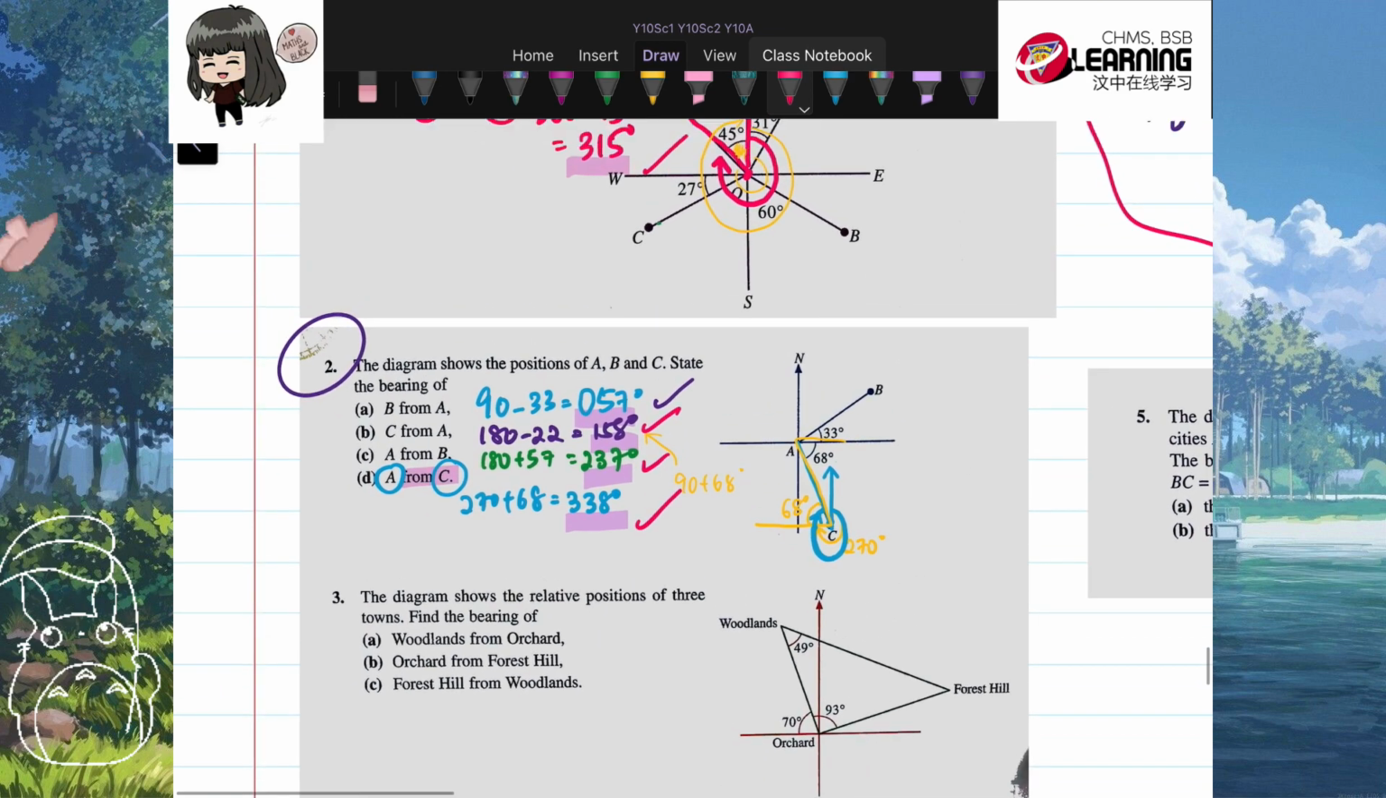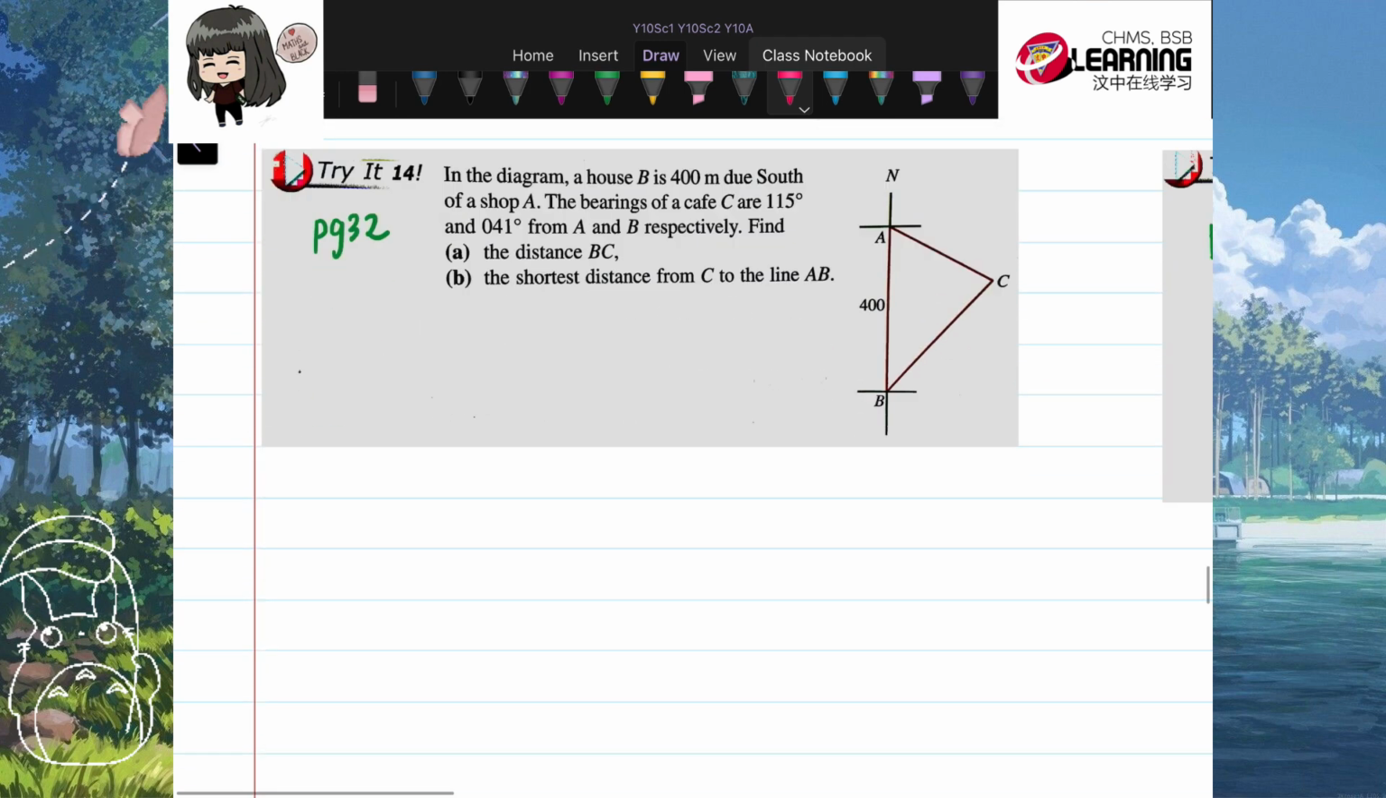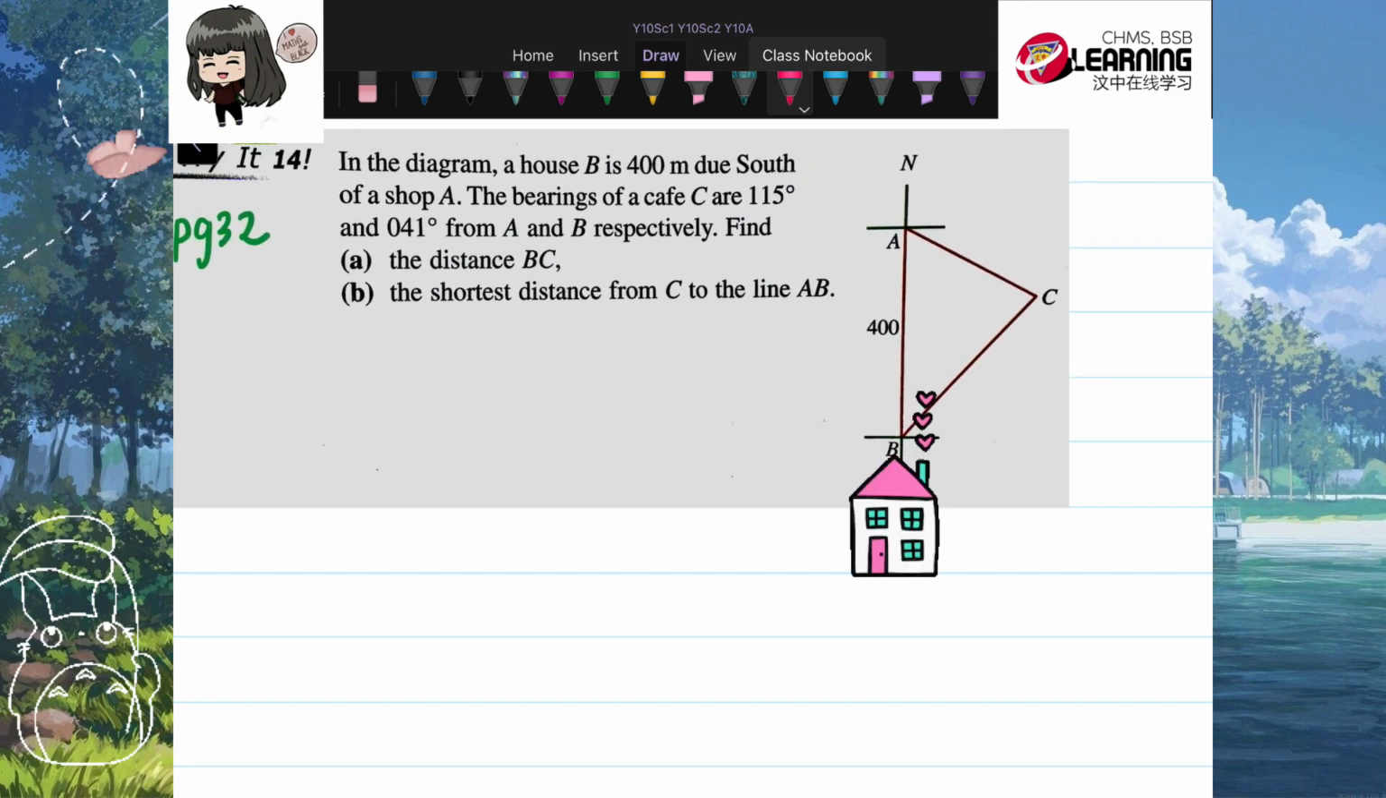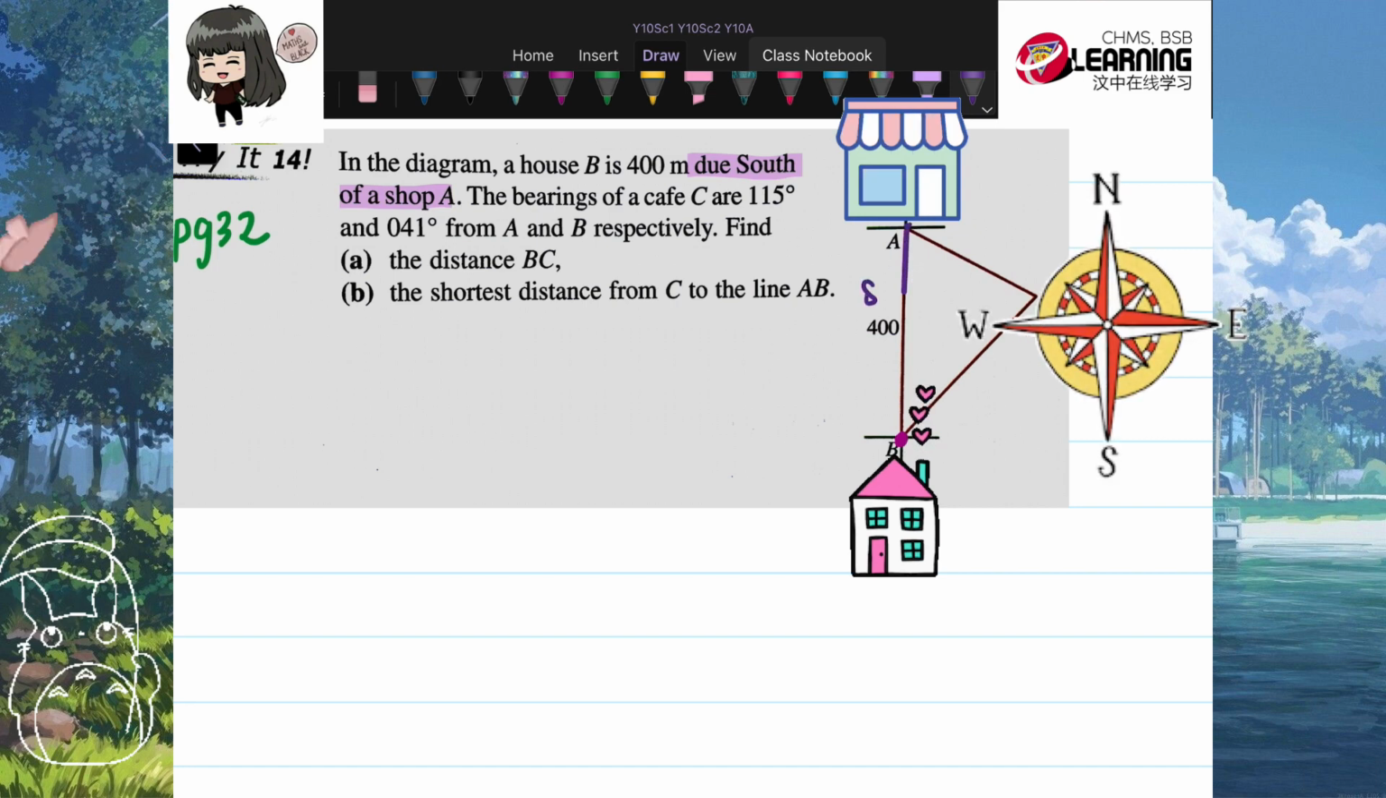Okay, so today we're going to go to Try It 14, page 32. You need to copy the questions. So in the diagram, a house B, where's the house? Here is the house. It's 400 meters due south of a shop A. So now this one is telling you that this house is south of A. Of course, because from A here, north is up here, so south is down here.